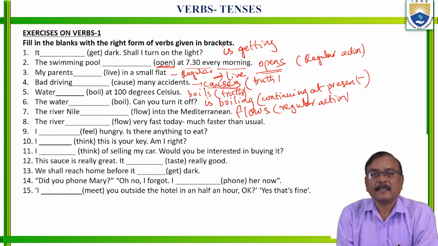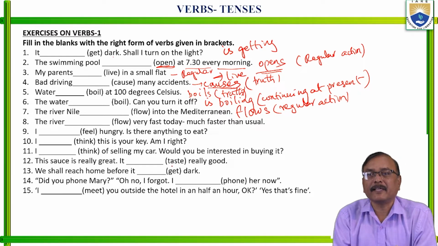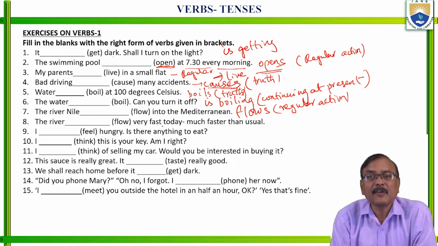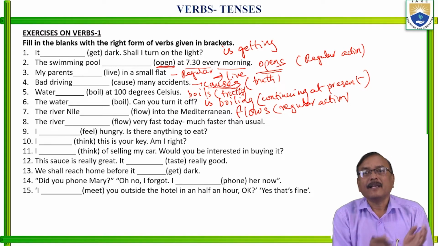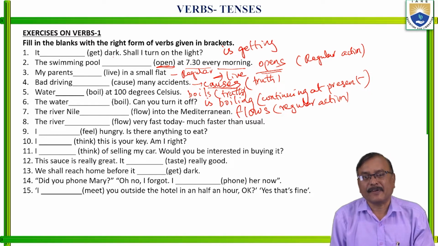Next, let us see the 8th one. The river dash flow very fast today, much faster than usual. Is it a regular action? Only today it is flowing very fast. Only today. Is it clear? When you observe it, it is flowing very fast. Not daily does it flow very fast.